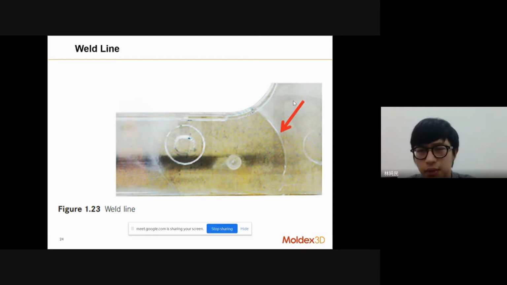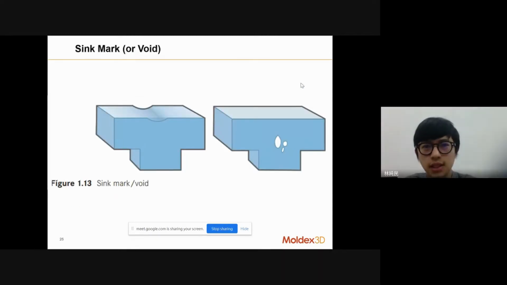For example, it will be easy to break or something. So we also have to avoid this kind of issue happening. This is the weld line. Okay, let's move to the sink mark.